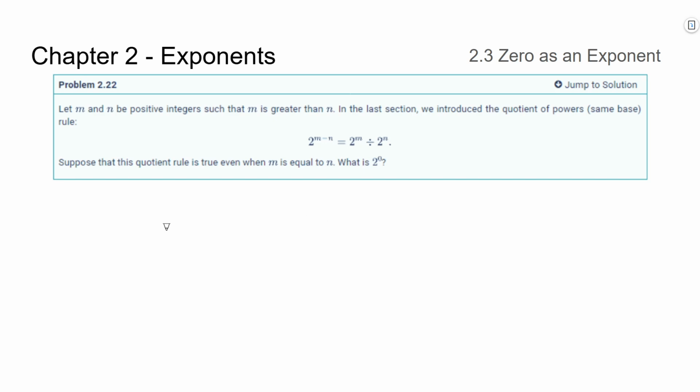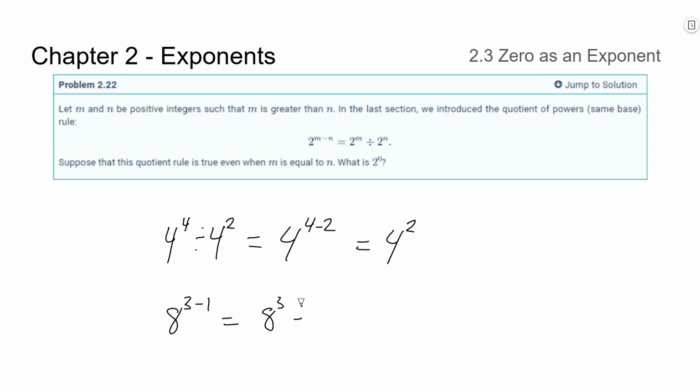So if we had, let's say, 4 to the 4th divided by 4 to the 2, let's say, that would be equal to 4 to the 4 minus 2, which would be equal to 4 squared. Because we can subtract the exponents if we're doing division. So we can go the other way too. So if we have a number 8 to the, say, 3 minus 1, we could convert that if we wanted to 8 to the 3rd divided by 8, something like that, or 8 to the 1.